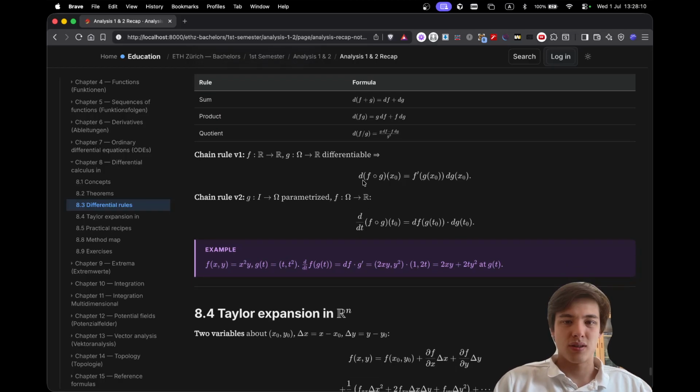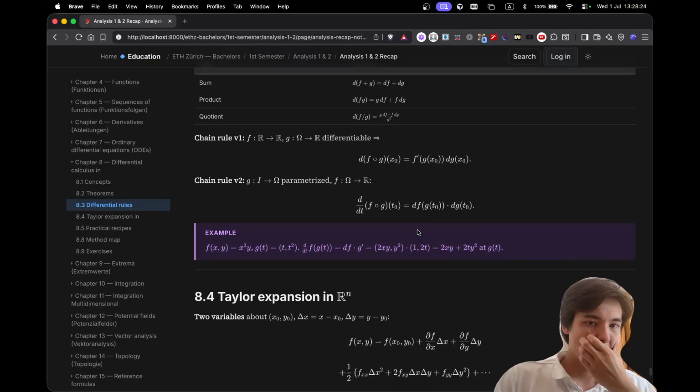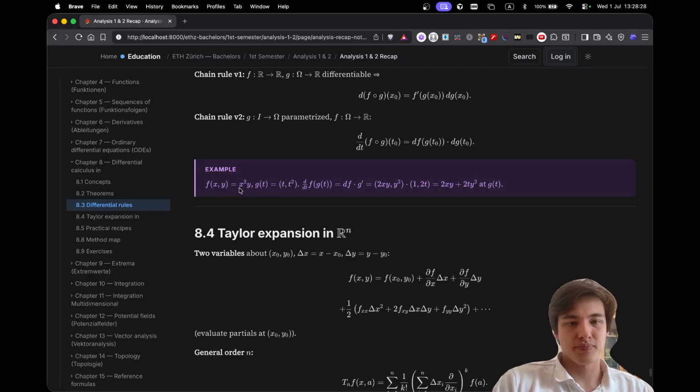Chain rule. It's part of my rise. So get an example. Squared y.